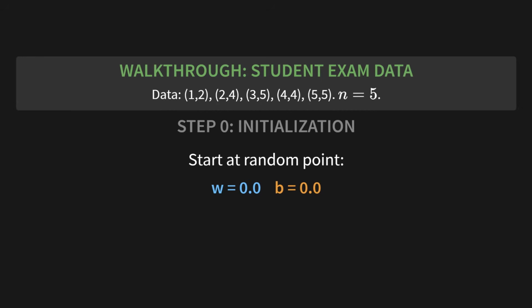Let's make this real. Let's do a walkthrough with our student exam data. Remember our 5 data points. We have 5 of them, so n equals 5. Step 0, initialization. We have to start somewhere, so let's just pick a random point. How about the worst possible point? W equals 0 and B equals 0. As you can imagine, the fit is terrible. If you calculate the mean squared error loss for this line, it's a whopping 17.2.